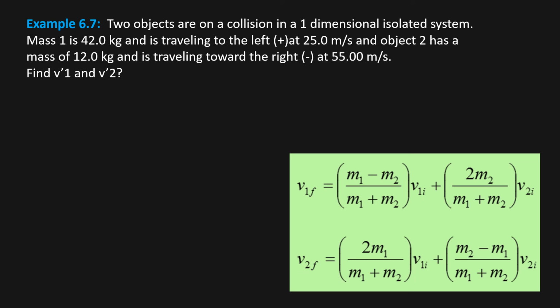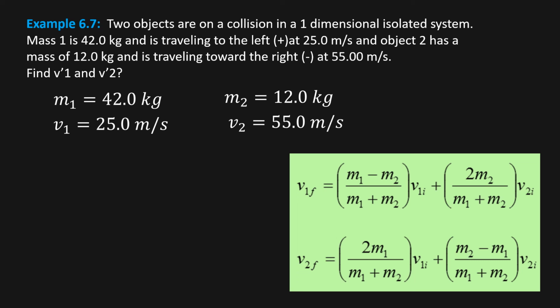Let's look at one more example. Two objects are in a collision in a one-dimensional isolated system. Mass 1 is 42 kilograms and is traveling at 25 meters per second. Object 2 has a mass of 12 kilograms and is traveling toward the right at 55 meters per second. So here we have all the information we need: the two masses and the two velocities.